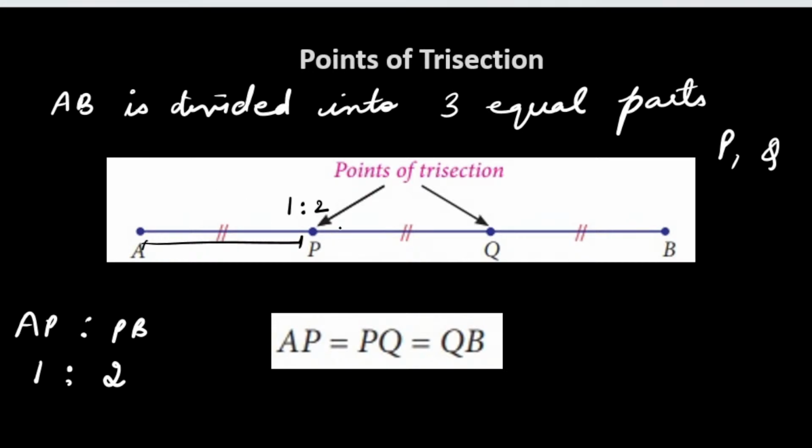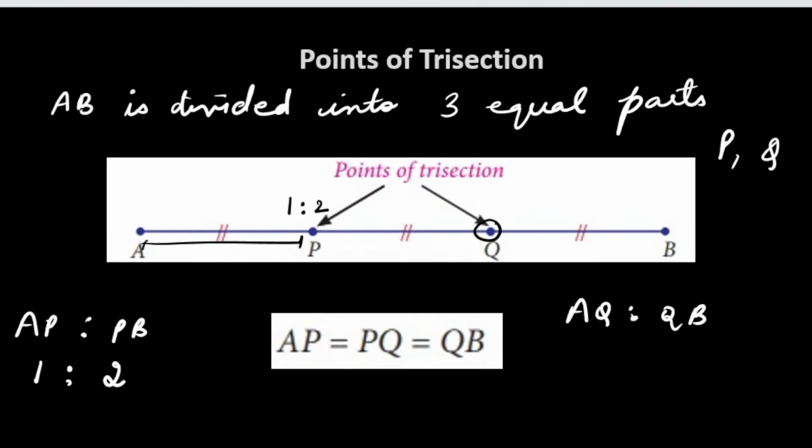Similarly, if you see the ratio at point Q, here we have to find the ratio of AQ is to QB. So what is the ratio of AQ is to QB? I want you people to tell me. So at point Q, what will be the ratio of AQ is to QB? This is quite simple. Anyone can answer.